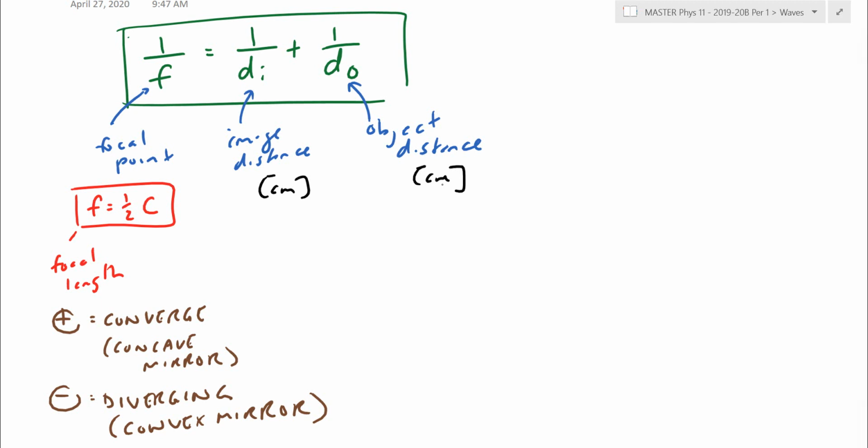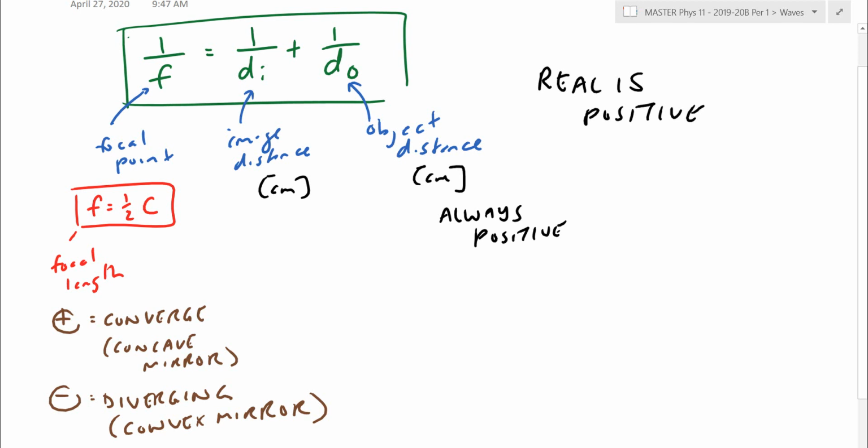In this case here, by convention, we're going to use a convention that real is positive. This is just giving you some background with how to use this formula. Anything that is real, like light rays going through it, intersecting on your side of the mirror. Your object is always going to be real. Your candle is always physically real. It's always going to be on the side that's emanating the light rays. So this one here is always going to be positive. So if you end up with a DO that's negative, something's wrong.